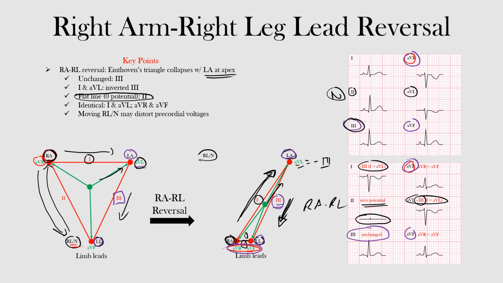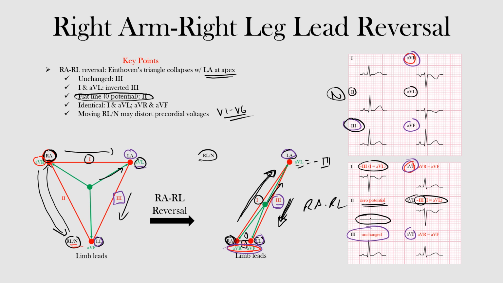Now, one thing to be aware of is that the precordial voltages may also be distorted, and that's because we're moving the right leg or neutral electrode. Okay, so whenever you move that right leg or neutral electrode, you may also distort the precordial voltages. Leads V1 through V6 are our precordial leads.